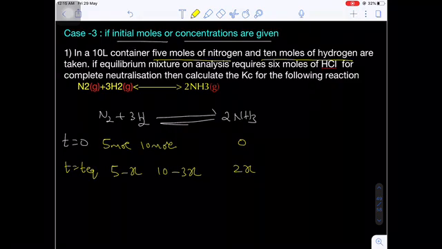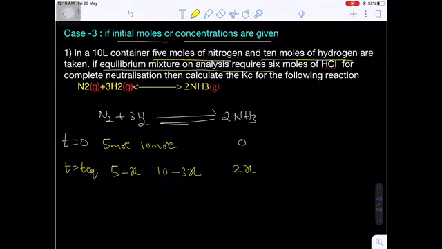Now how to find the x value? Until we know the x value, it is not possible to calculate the Kc value. To calculate the x value, there is one piece of information given to you: the equilibrium mixture on analysis required 6 moles of hydrochloric acid. Now what is the concept of this statement? 6 moles of HCl is used for the neutralization of the mixture.